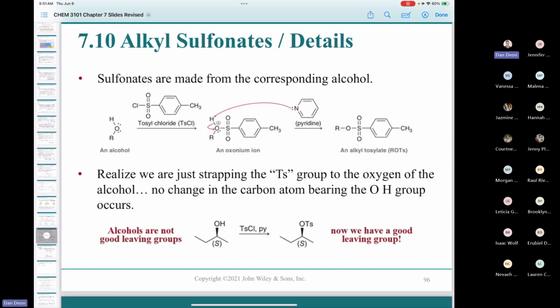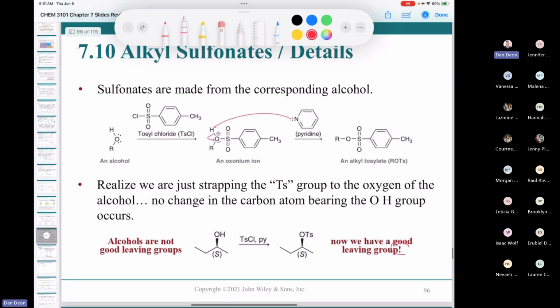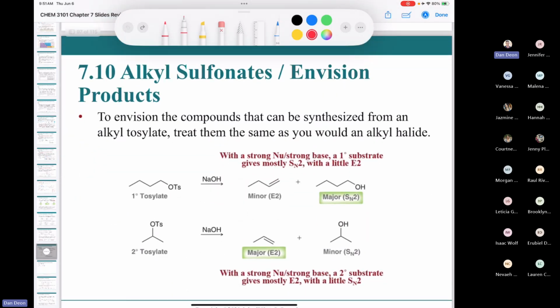All right, excellent. Okay, we've gone from a crummy leaving group to, what does it say? Not a good leaving group to a good leaving group! So that's a real feather in your cap as an organic chemist, being able to convert an alcohol into a good leaving group. In terms of reactivity, it's going to be the exact same as an alkyl halide.